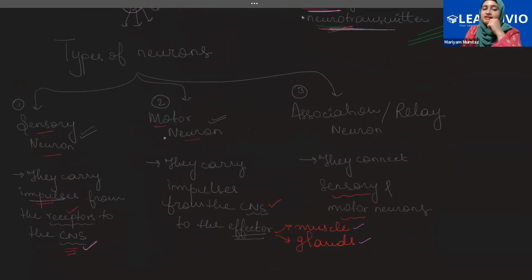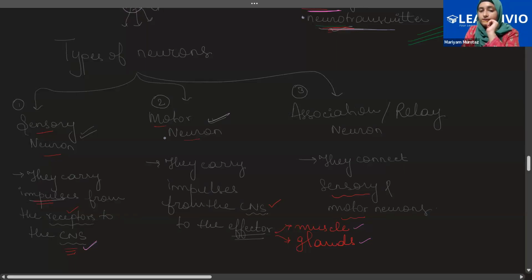Now, when we talk about the sensory neuron, they are responsible for carrying the impulses from whatever receptors are there in our body up until the CNS. So as soon as we receive the stimulus, the signal that is initiated is carried by the sensory neuron to the central nervous system. Then the second one is the motor neuron. Once the impulse goes to the central nervous system and the central nervous system processes it, meaning it tells us what we have to do with it, then that impulse from the CNS to the effector is carried by the motor neuron.